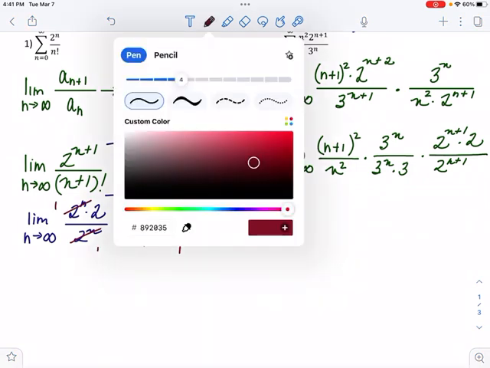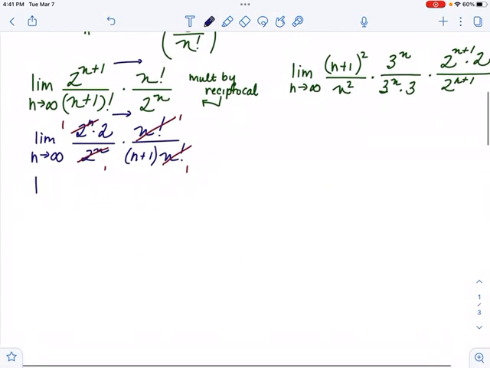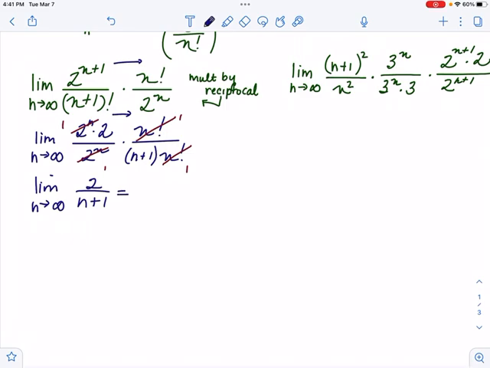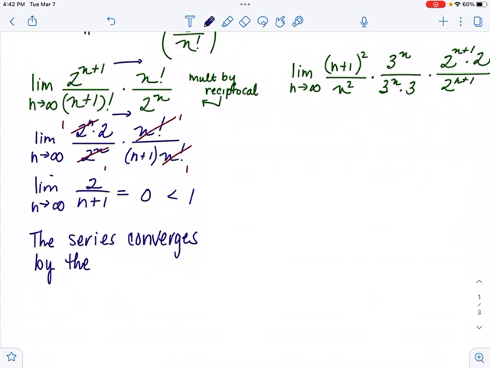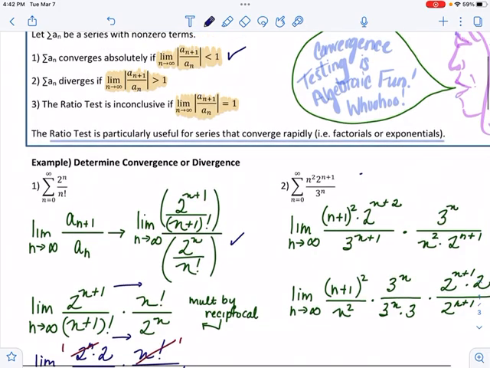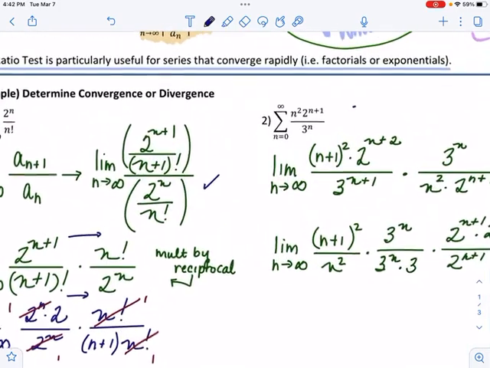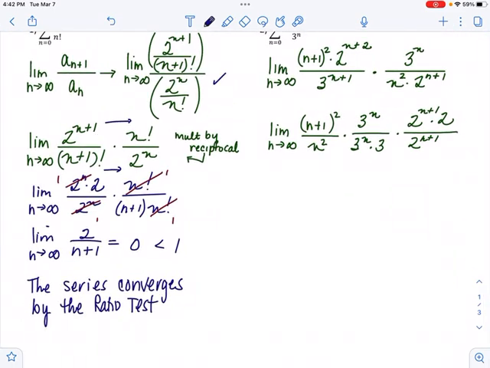And so what do we get? We have the limit, just to be clear, as n approaches infinity of 2 over n plus 1. That's going to turn out to be 0, and that's less than 1. Therefore, the series converges by the ratio test. Remember, when the limit is less than 1, the series will converge. So this first one converges.